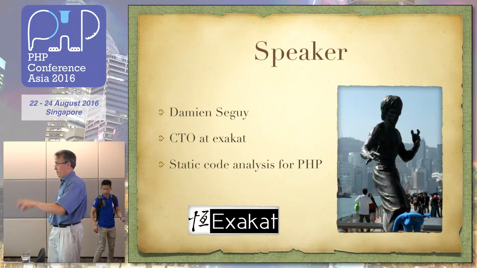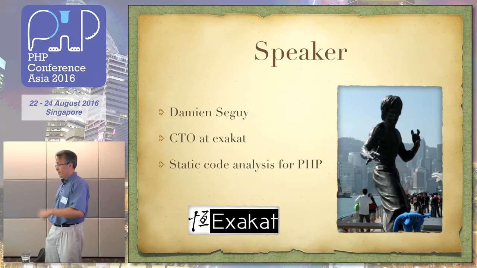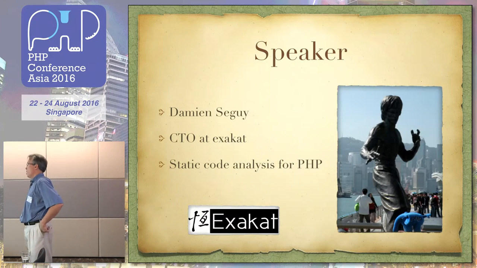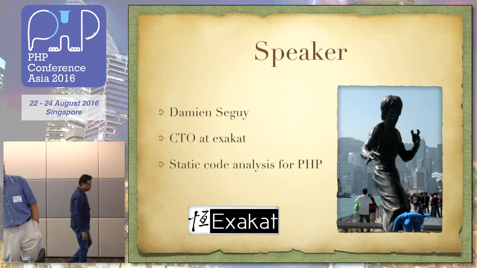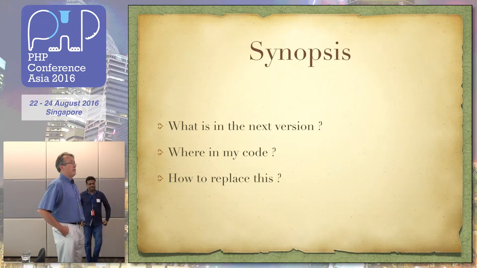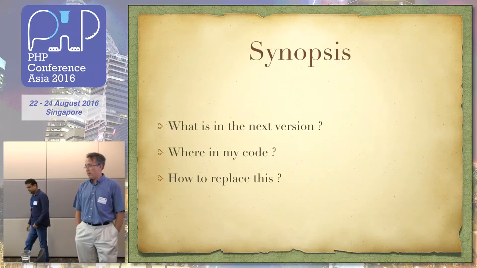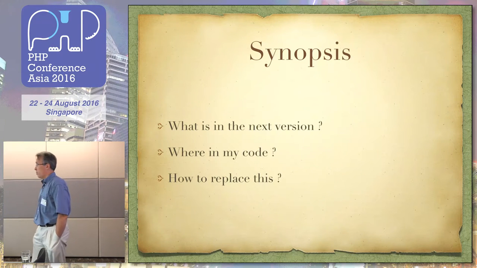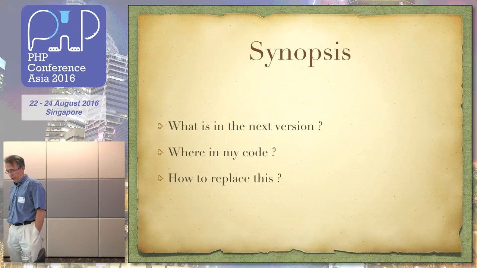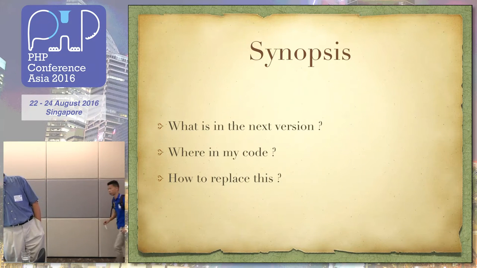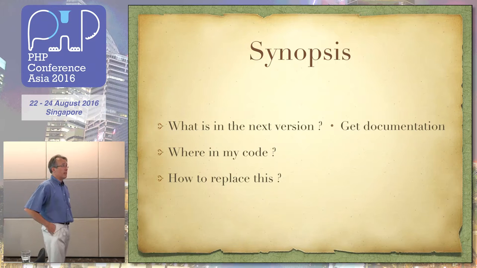This is exactly the base for learning how to do the migration, because among other things, this is what I do on a regular basis. So first, what's in the next version? Where in my code can I find those problems or those features? And then third, how to replace them, right? So where can I find things in the next version?